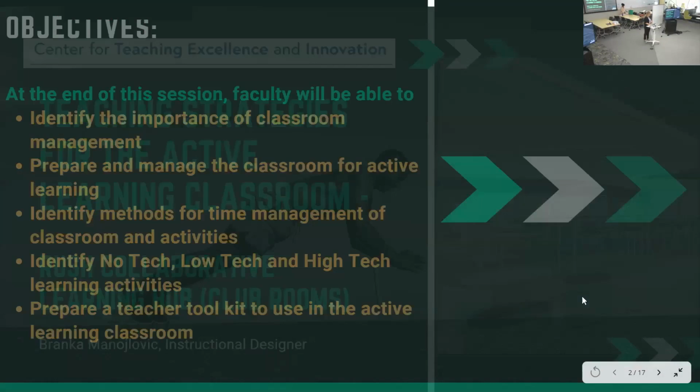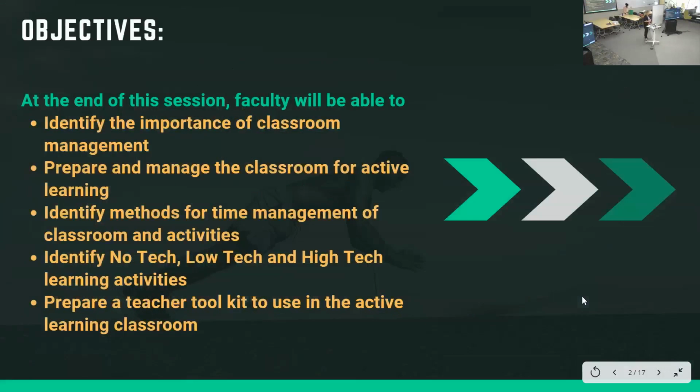There's a little bit of a lag between my slides. So these will be our objectives for today. Identify the importance of classroom management, prepare and manage the classroom for active learning, identify methods for time management of classroom and activities, identify no-tech, low-tech, and high-tech learning activities, and then prepare a teacher toolkit that you can use in this active learning classroom.